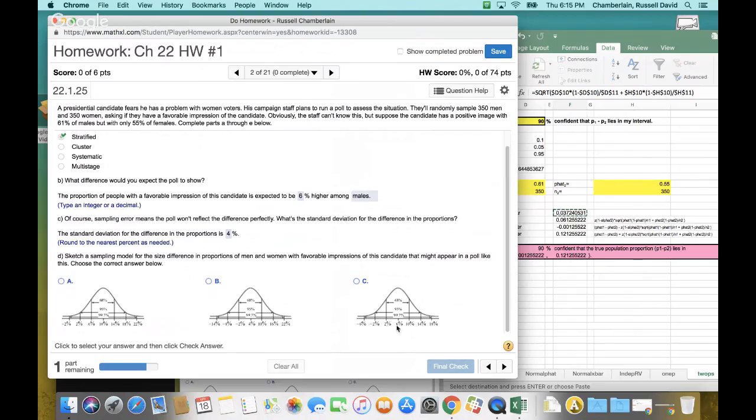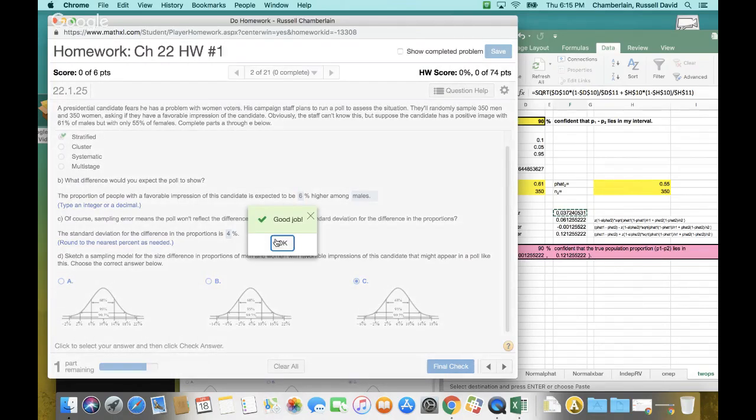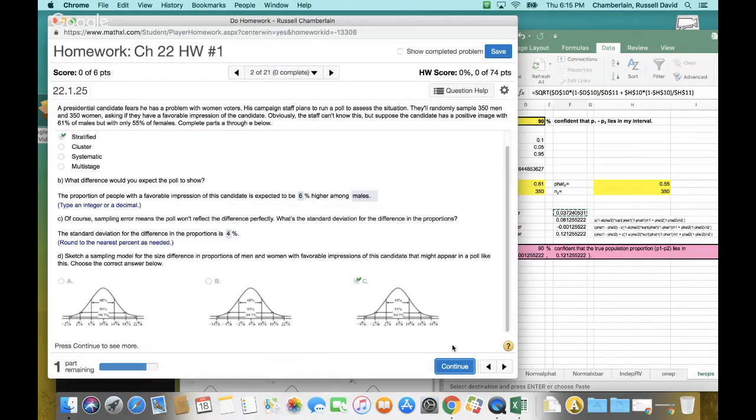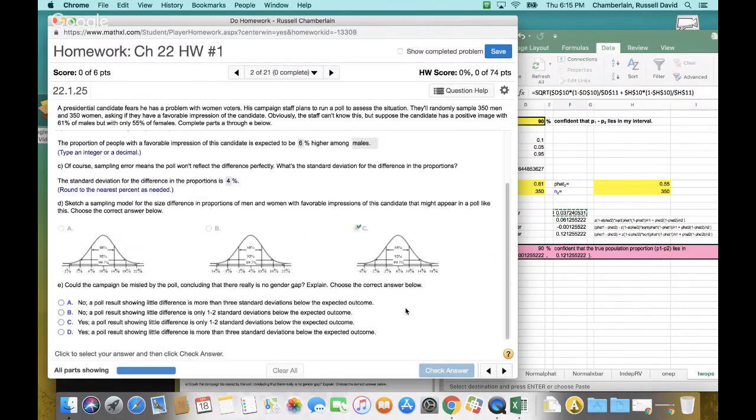Another thing to think about is that our standard deviation is about 4%, and 4% to either side, we see a 68% here. That is one standard deviation, the empirical rule for one standard deviation. So we have two reasons why we know that this is the only one that works. Okay, moving on.